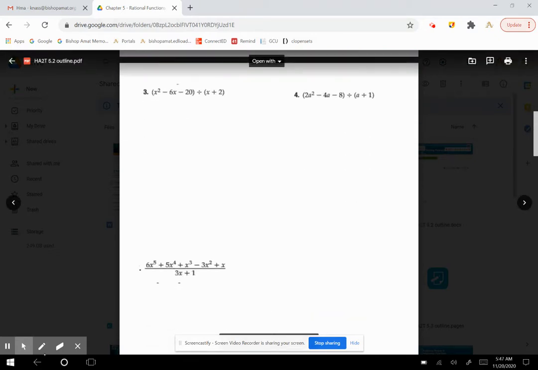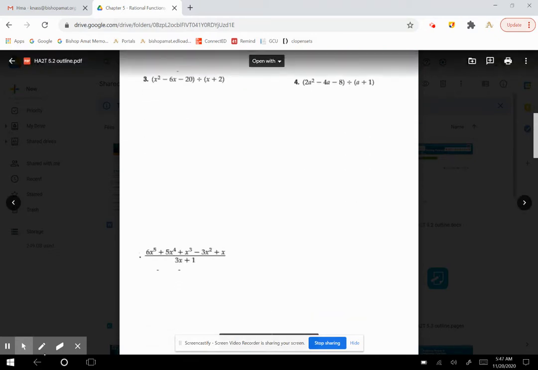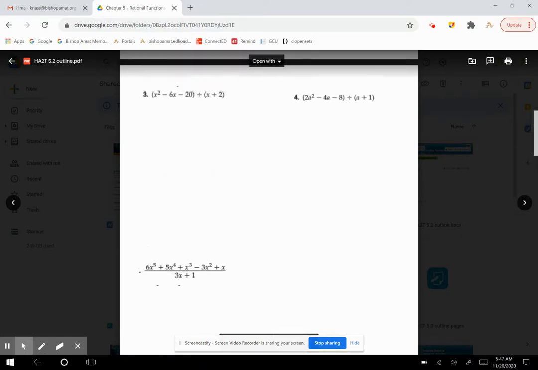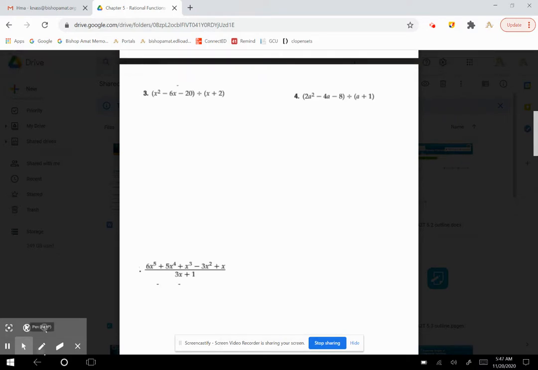Okay, let's keep going. Let's look at number 3. Again, we have two terms. So x plus 2 equals 0 goes in our box. So we're using -2.